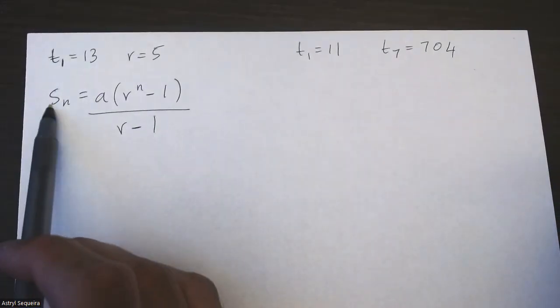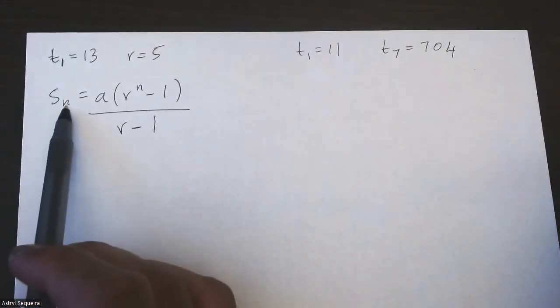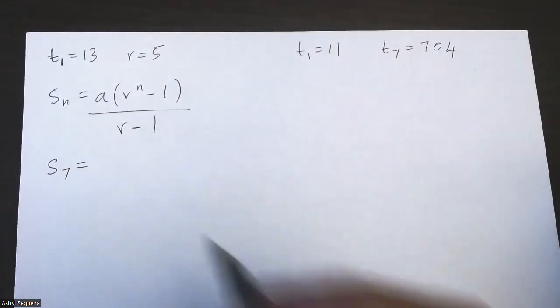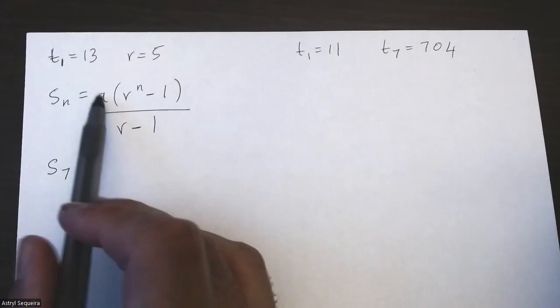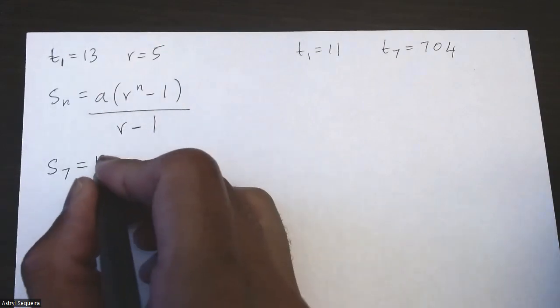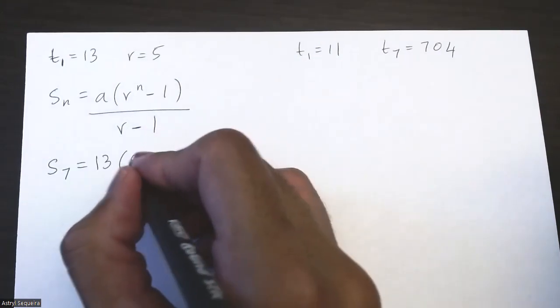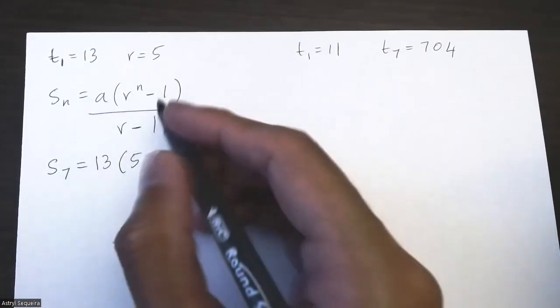So we're trying to find the sum of the first 7 terms, so we're going to replace n with 7. We're trying to find S7. A is just the first term, which is 13. R is given as 5. N is just 7.